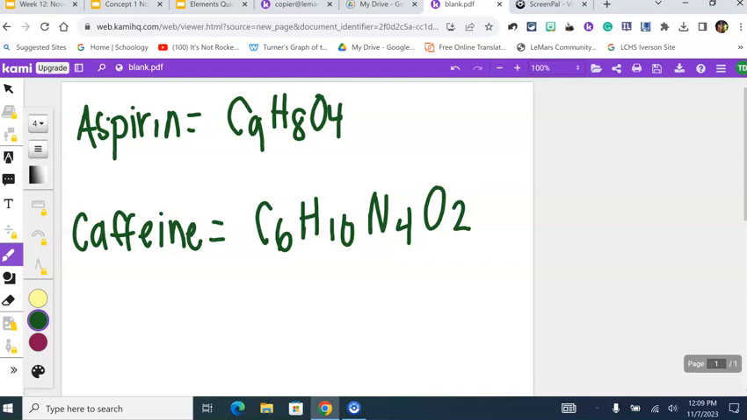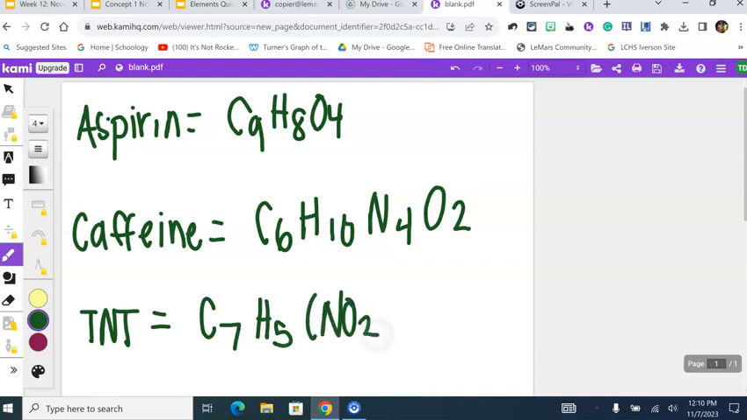Now, there's another one that I want you to look at, which is TNT. Trinitrotoluene. And its chemical formula is C7H5N(O2)3. Now, there's a little bit that you need to know about counting atoms. We're not quite there yet, but soon, probably before Christmas, as a lovely Christmas present to you, we will start balancing chemical equations. Okay?